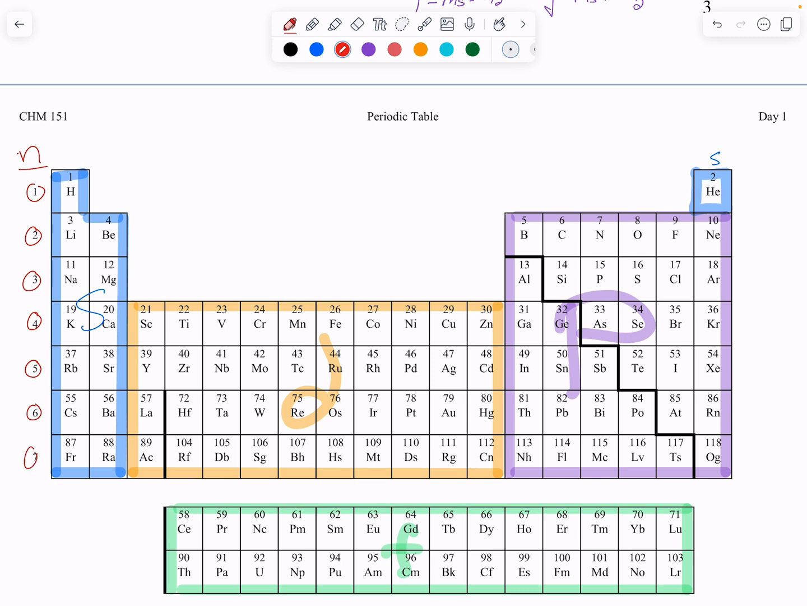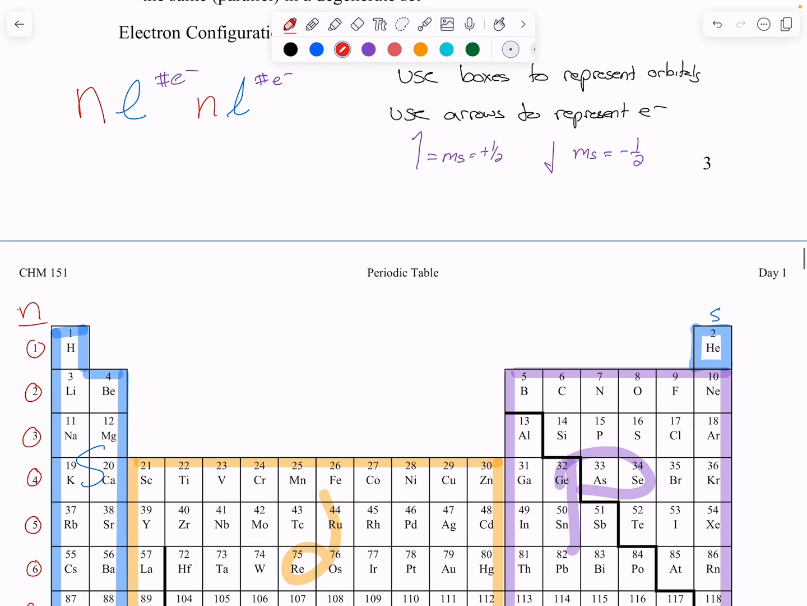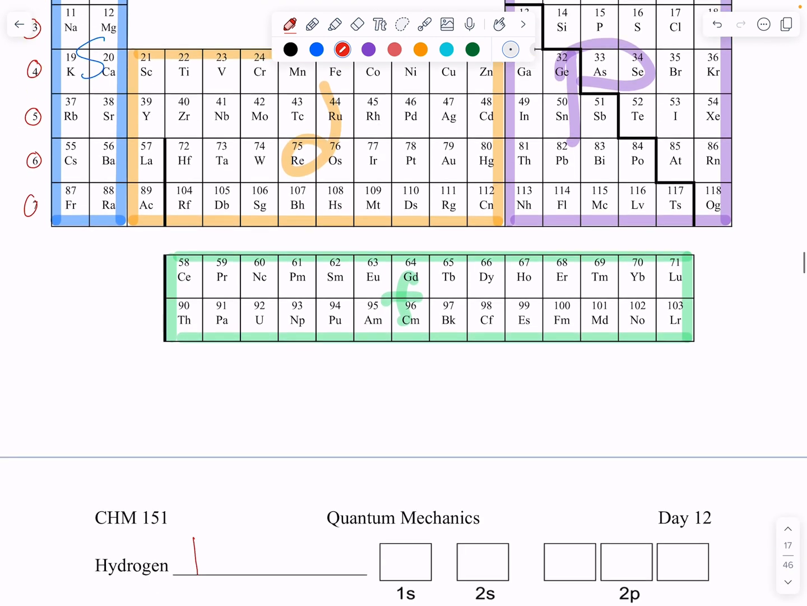Now, there is a curveball coming with the D's and F's. And some of you guys know this. Some of you don't know this. That's okay. But the D's are off by 1 and the F's are off by 2. We'll talk about that. And so when we look at this, we got our electron configuration and our orbital notation going to come up. And so we're going to come down here.